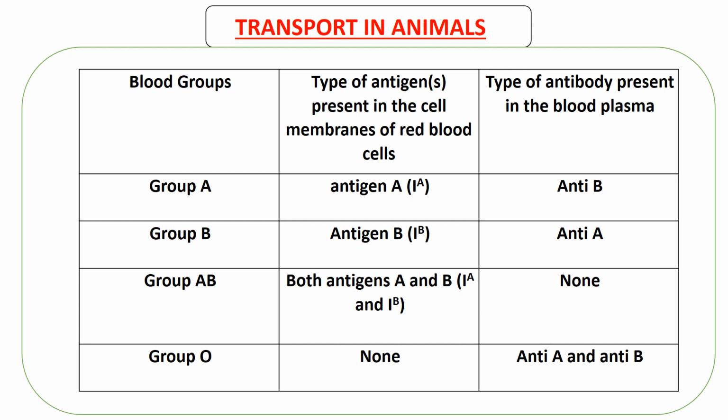So in summary, this is what we're discussing. Group A individuals have antigen A, and the antibodies present are anti-B. Group B has antigen B, and antibodies are anti-A. Group AB has both antigens and they don't have antibodies. Group O, they don't have antigens and they have both antibodies.